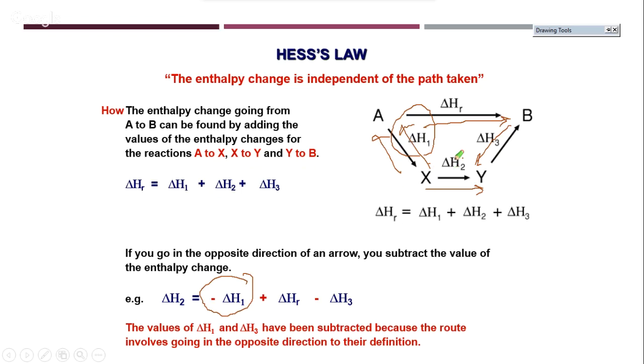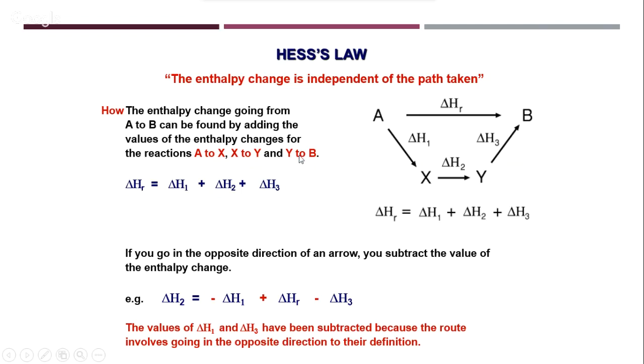Now delta H2 is what is through one path. This was my path 1, and this was entirely my path 2. So path 1 delta H2 is equal to minus delta H1 because I went opposite. I am going in the same direction, so I'm keeping delta H3 as plus. And here also I'm going in the opposite direction, so I will make it minus. So minus, plus, minus, that is how you end up getting the same delta H in both directions. So if you change the direction of the reaction, your delta H will become negative.